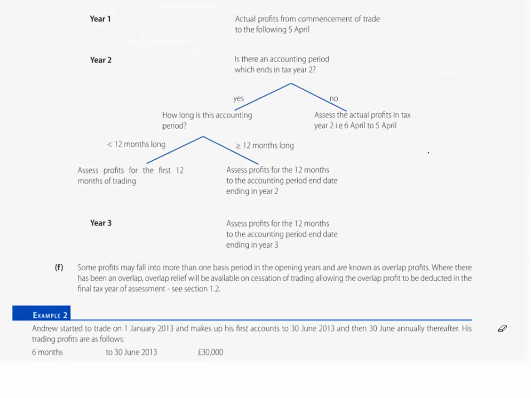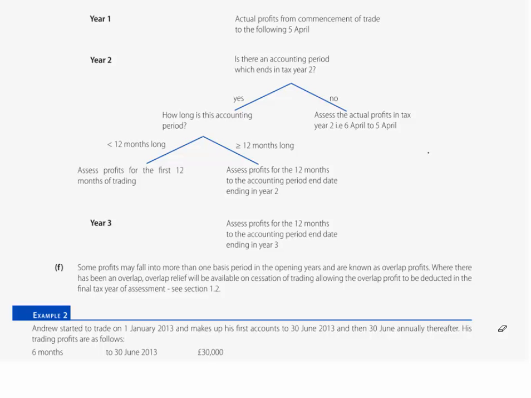Okay, well, back to our note on the bases of assessment that apply in those opening years. Now, as we know, the first year is always actual. It's the second year that gives rise to the problems that the examiner can set for us. How do we overcome that problem? That first question: is there an accounting period which ends in that second tax year? Up until now, the answer to that question has always been yes. The only question over that accounting period that ended in that tax year was how long was it?